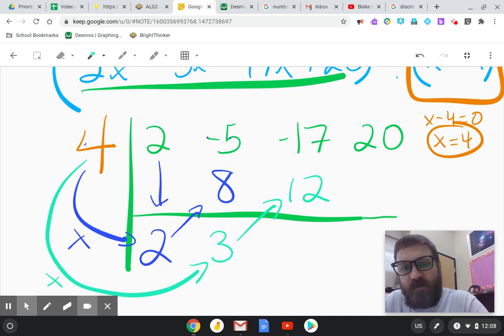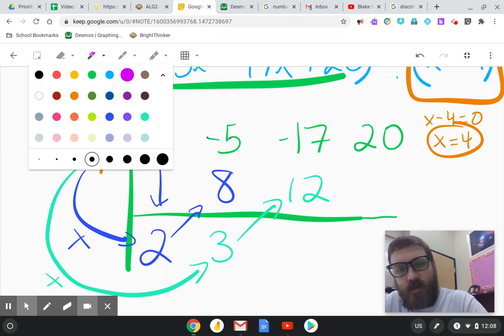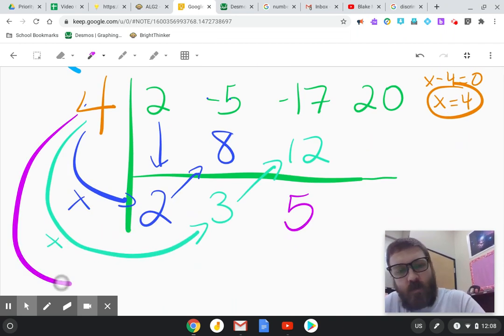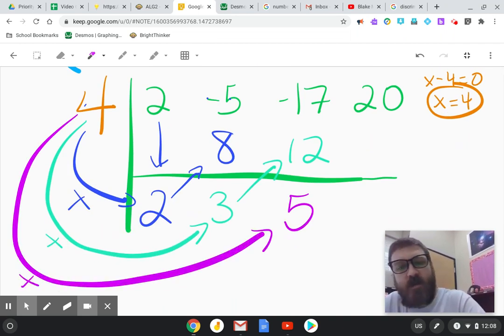-17 plus 12 is -5. Sorry, let me use a different color. Is 5. And then do it again. 4 times 5. Write the answer. 4 times 5 is.